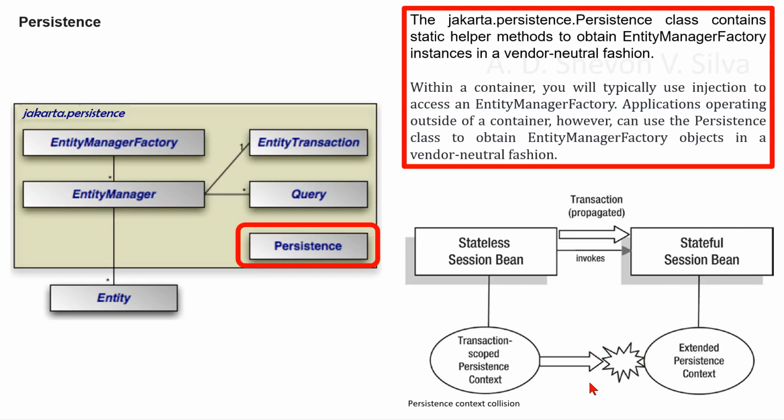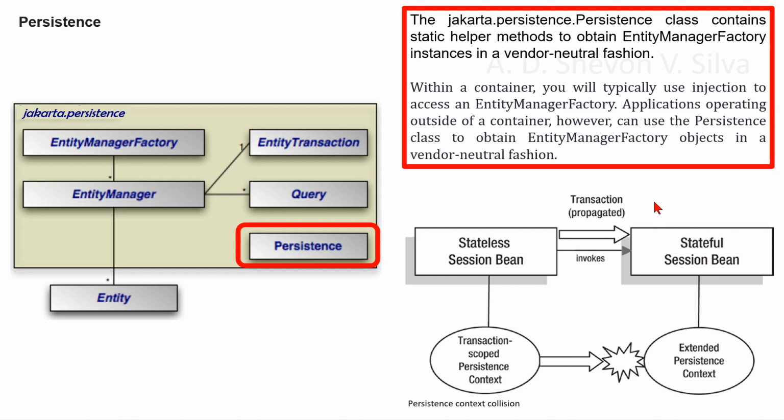Only one persistence context can be propagated with a Jakarta transaction. The extended persistence context would always try to make itself the active persistence context. This can lead to situations in which the two persistence contexts collide with each other.